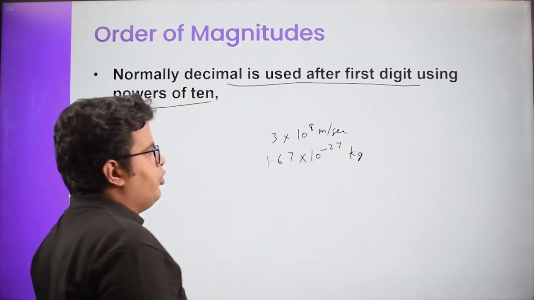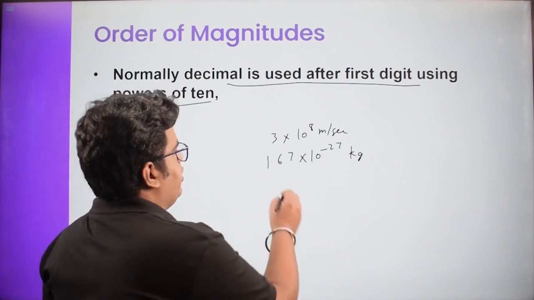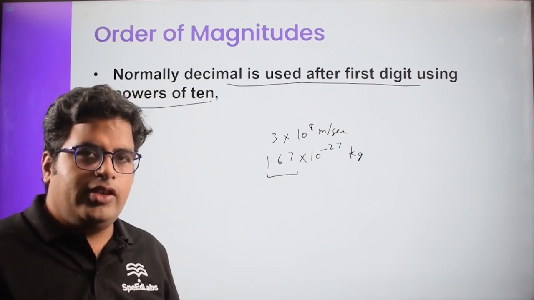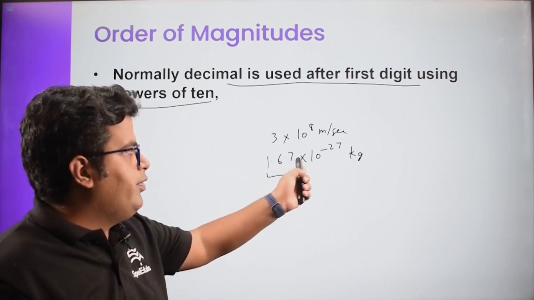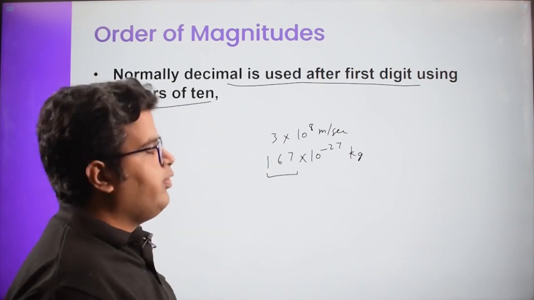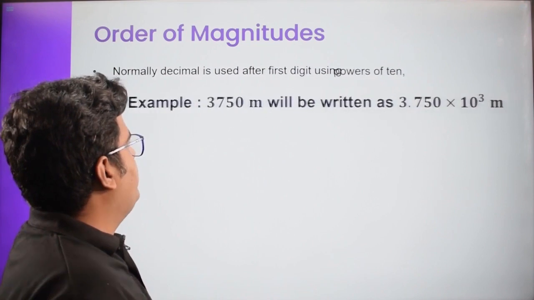So basically what we are doing is representing any physical quantity in a numerical form where the decimal is after the first digit. You can see that after 1 we have the decimal, right? And then we have 10 to the power what? Minus 27. So basically you are expressing it in powers of 10. Now that's the standard, right? So these are the examples.